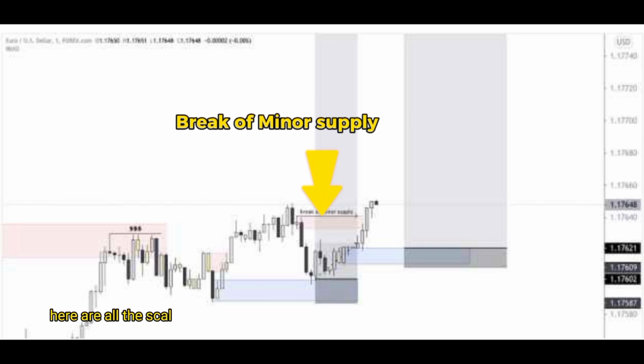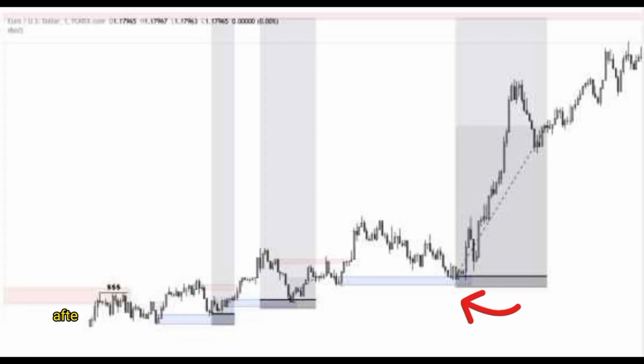Here are all the scale-in/continuations that were provided according to the rules. By targeting the next unmitigated supply, we reached a total of 82.5 R. This is the power of scale-ins/continuations. After each new continuation, I will drag my stop loss under the new demand.